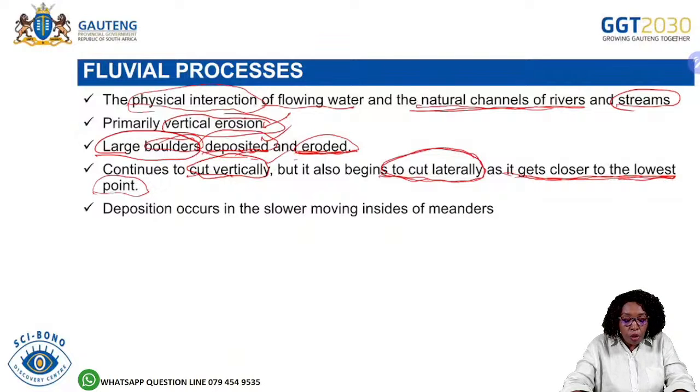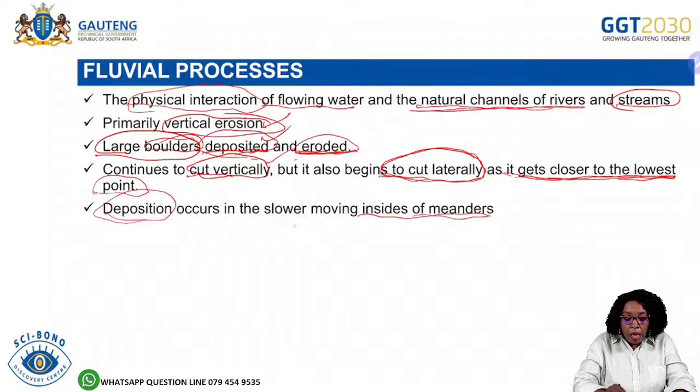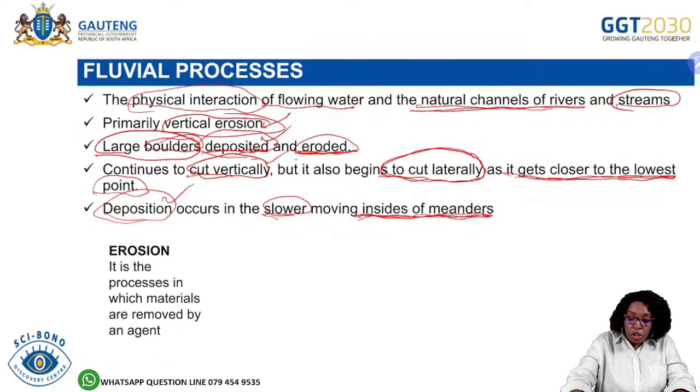Okay, the other process that we should take note of, which is taking place, is deposition that will occur on the slower moving inside of the meander. So as the river meanders, some processes that would also take place would be deposition. And when the river starts to flow slower, that's when we are going to experience more deposition taking place. On a river meander, it would erode on the outer bend, but on the inner bend of the meander, that's where we will experience deposition taking place. Okay, so these are fluvial processes that are responsible for shaping the river.